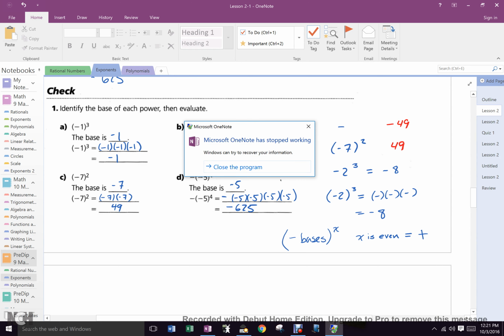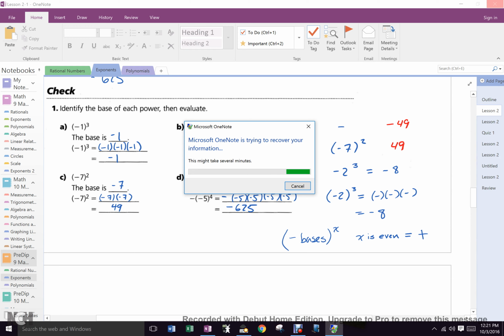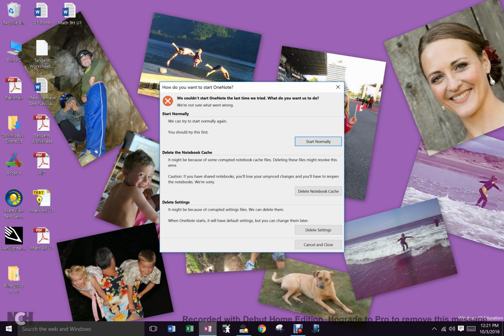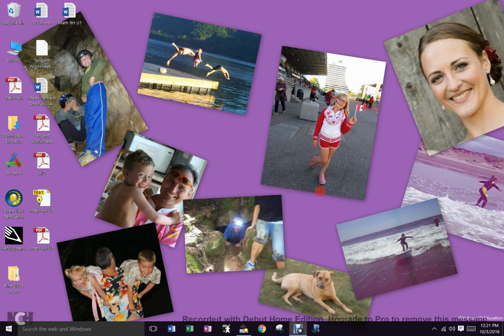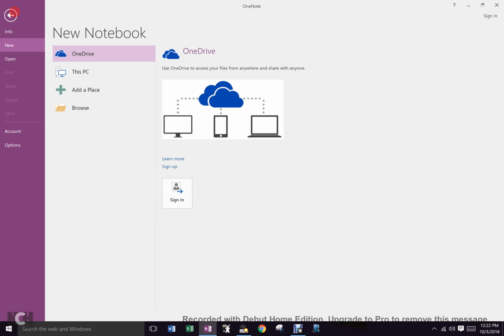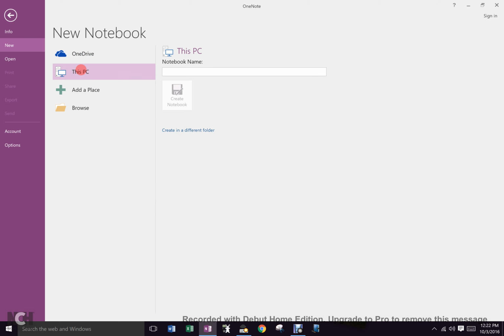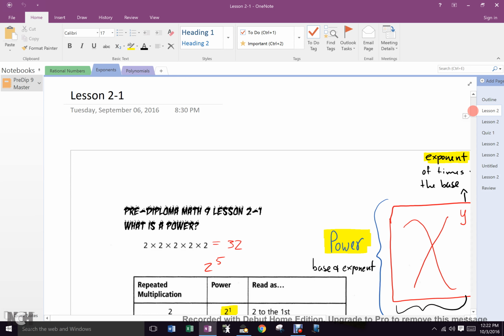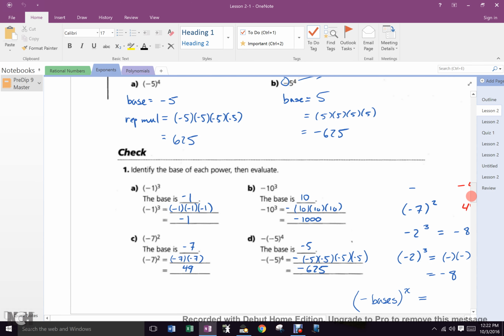OneNote stopped working, really? Oh my goodness. Why to the computer? No, because it already made me say goodbye to a computer that worked just fine, so I could have this brand spanking fancy new one. Whiteboard never stops working. Where are all my notebooks? Oh, click open. There you go. Yay!